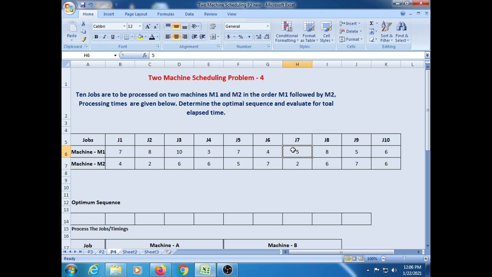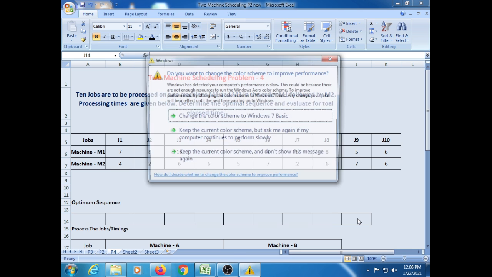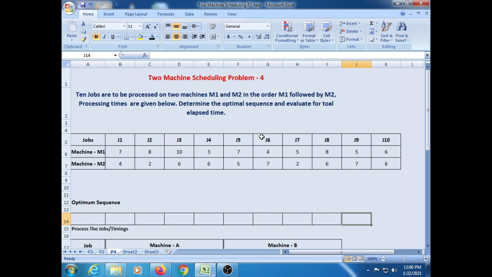So here we have to take job 7. We have to select job 7 because, comparing with 8, 5 is the lowest value. That's why we take this 2 processing time and select job 7. This 2 processing time is relating to machine 2 and job 7. So we have to take job 7 here.